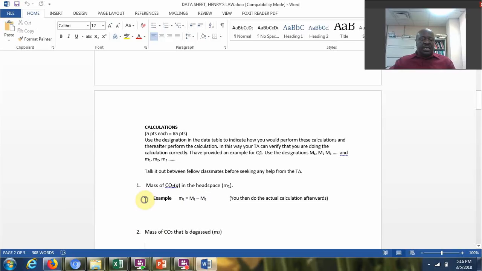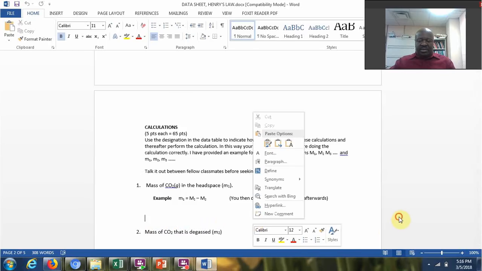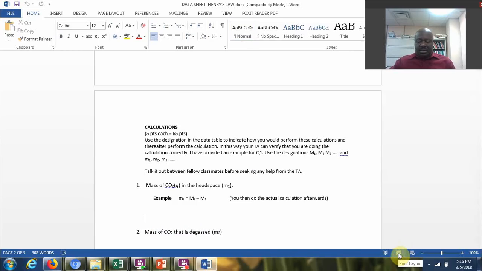So I want you to, okay, see if I can find the pen. It won't let me. Anyway, this m1 comes from here, is equal to M1 minus M2. This comes from the data. So if the TA is coming to check, they can check this, and they won't have to check the actual numbers because they're a little difficult. So use the designations. What is small m2? Write m2 is equal to M5 plus M6 minus M2, whatever it is. So your TA can check and verify, oh, this is what you're doing.